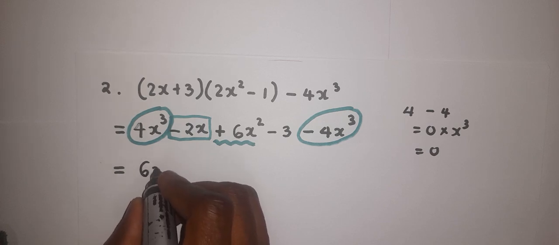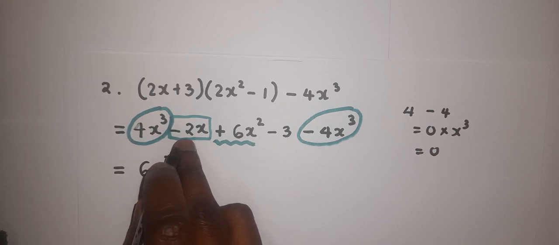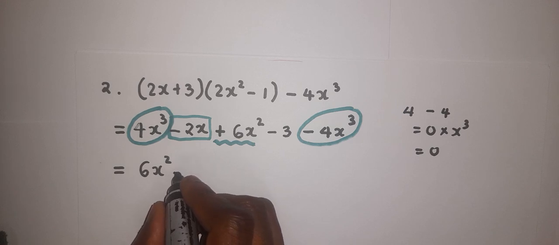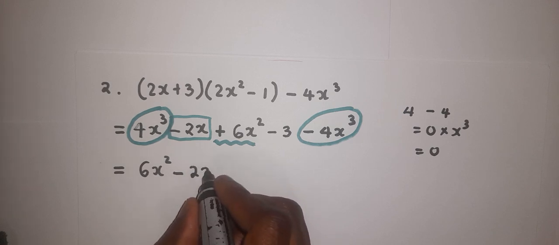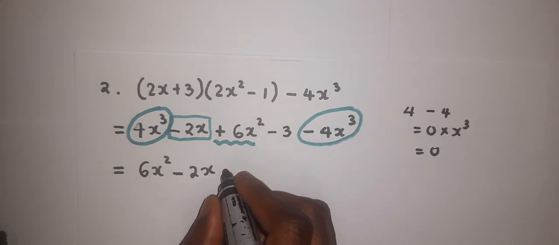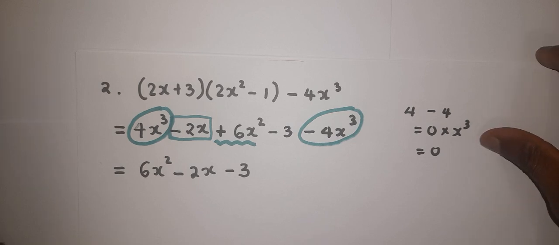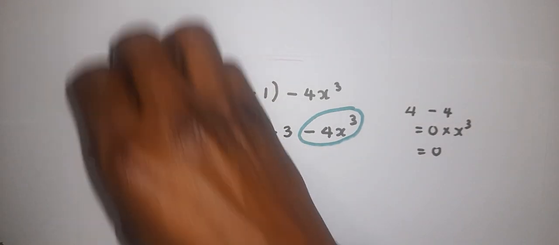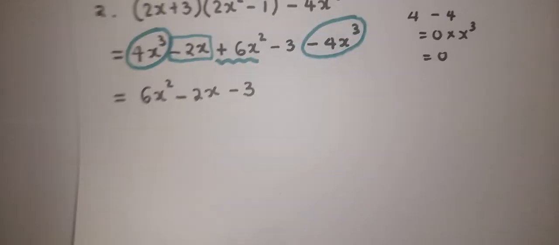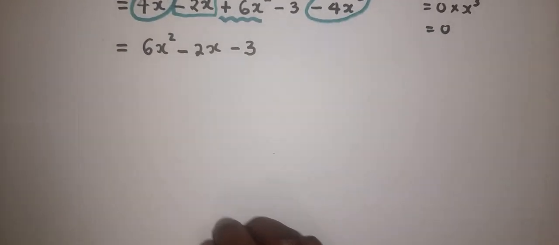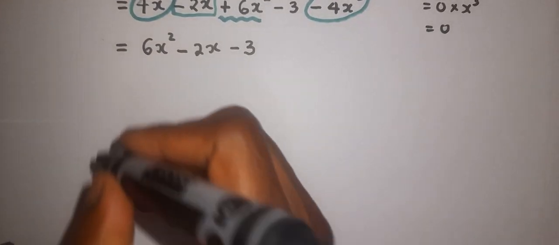So you'll have a 6x squared. And then nothing goes with this negative 2x, so you just bring it down as negative 2x. And then nothing goes with this negative 3, and then it becomes negative 3. Then our second example would be done just like that. Right, let's look at another question, and this one is just interesting. We'll talk about this one in detail in another video.